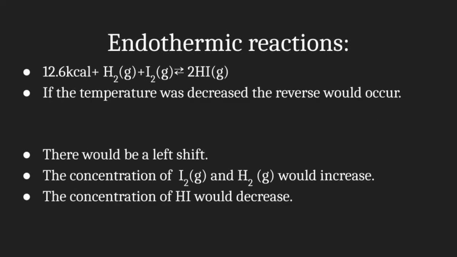Now, if the temperature was decreased with this reaction, the reverse would occur. We would have a left shift. Because remember, when we decrease the amount of a species in the reaction, we're going to shift towards that species. And temperature or energy is on the left, so we would shift to the left. This means we would create more reactants, so the concentrations of I2 and H2 will increase, and then the concentration of HI would decrease because more products are used up.